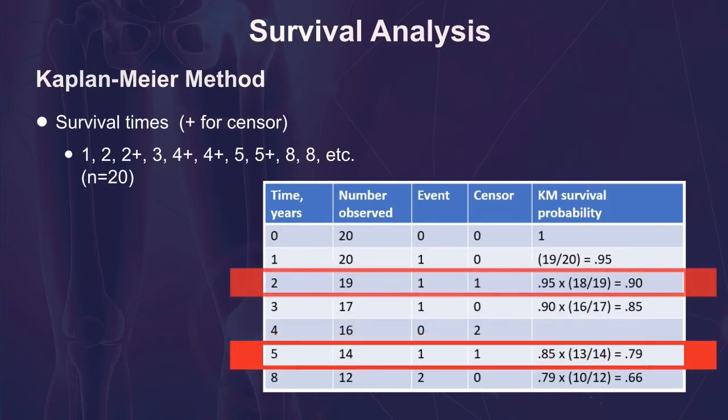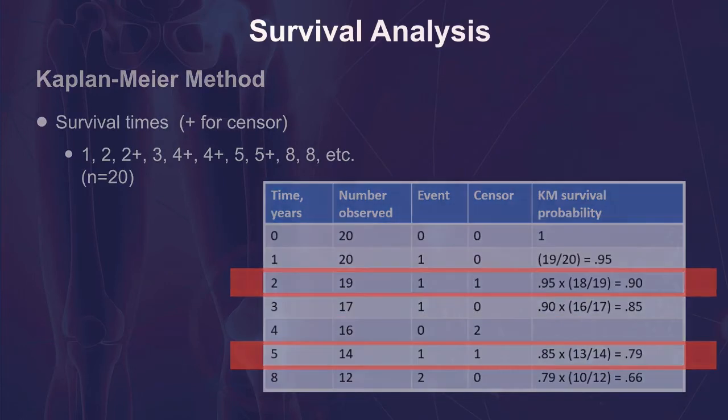So the other thing you notice here is that if there is an event and a censor at the same time, we consider that the censored person was still under observation when the event occurred. The censors fall out between that time and the next time.